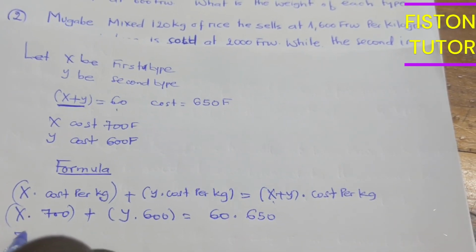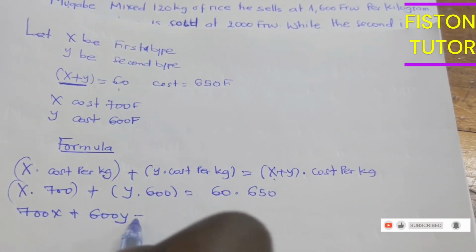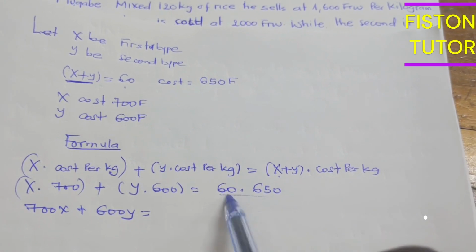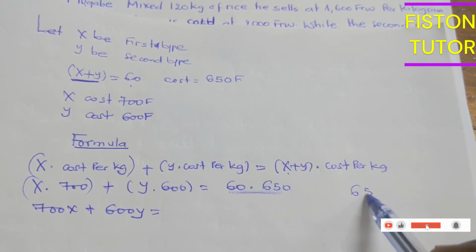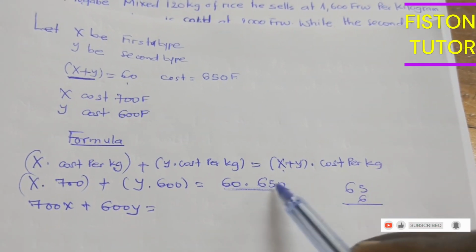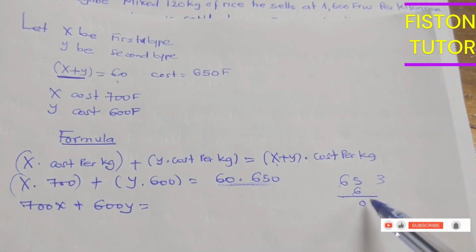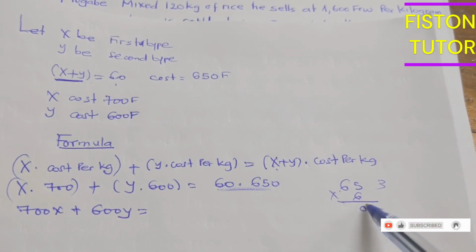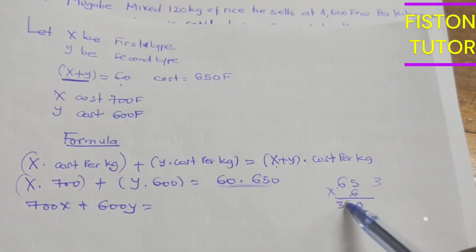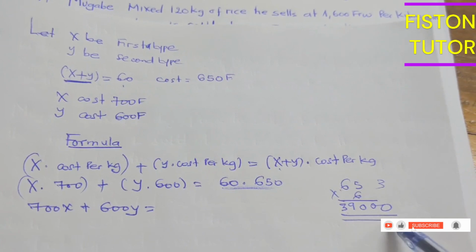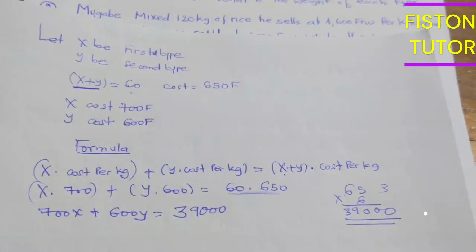Now here we will have 700x plus 600y, which is equal to, now here we are supposed to multiply. Take 65 times 6, and here we have 2 zeros. 6 times 6 is equal to 36, plus 3 is 39, and add 2 zeros. Here we'll have 39,000.